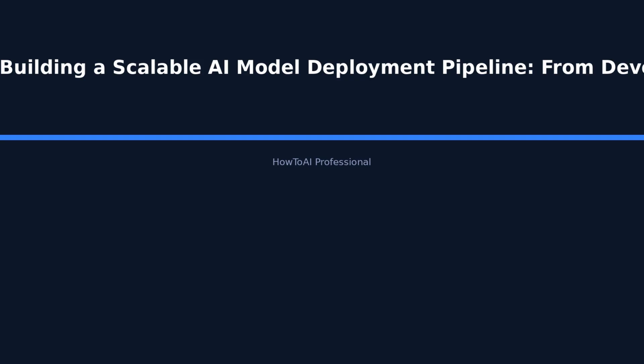Section 4: Setting up your deployment pipeline. Let's discuss how to set up an effective deployment pipeline for your AI models. The first step is to choose the right tools and frameworks. There are various tools available, such as Jenkins, GitLab CI/CD, and CircleCI, which can help automate your deployment pipeline.